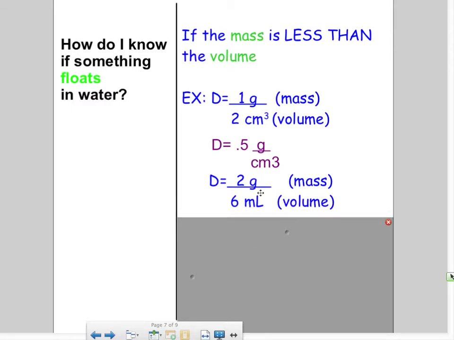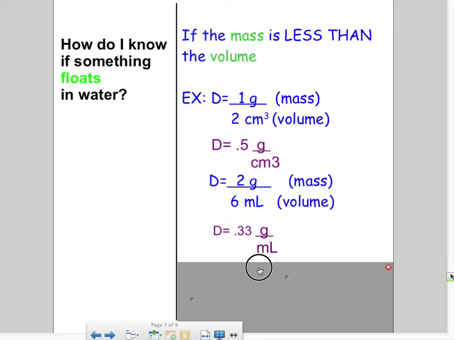Now, here is another example. If the mass, 2, is less than the volume, 6, this will also float. If you were to divide this, this would be 1/3, and if you were to divide on a calculator 1 divided by 3, you would get 0.333333 forever. 0.33 grams per milliliter. And it would float.